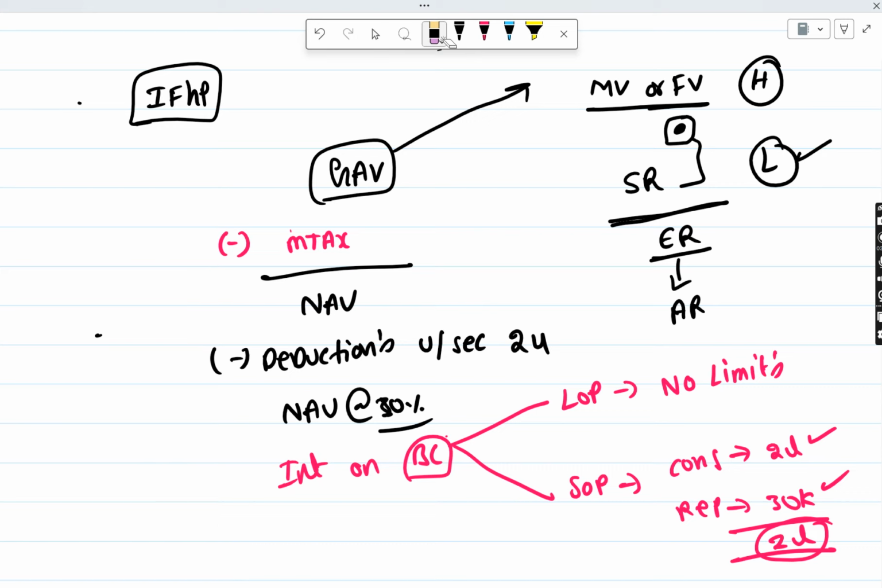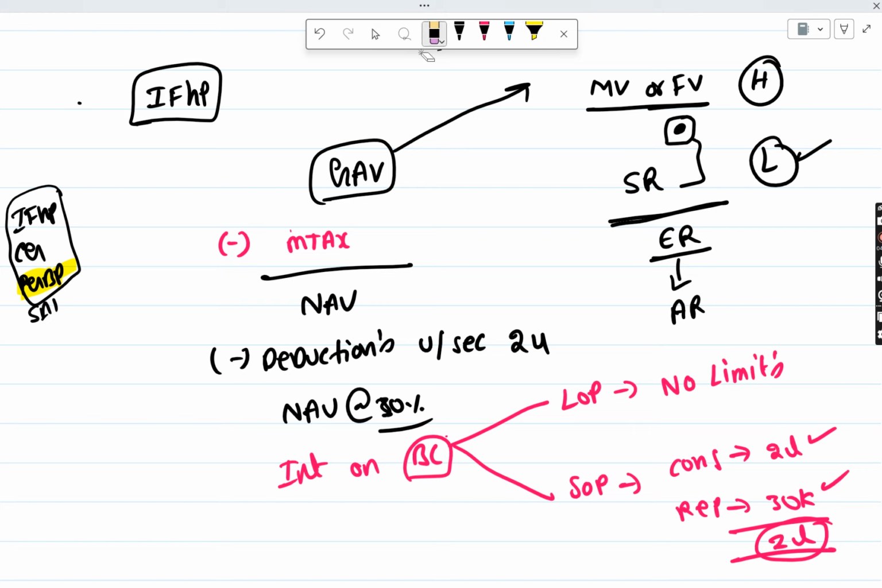Okay, then what else did we discuss? This is the format you need to follow for every problem. Remember that if you want to solve the questions properly for every chapter, for IFHP there is a format, for capital gains there is a format, for PGBP there is a format, and for salary also there is a format. Mostly these three you need to follow properly, and very importantly PGBP.